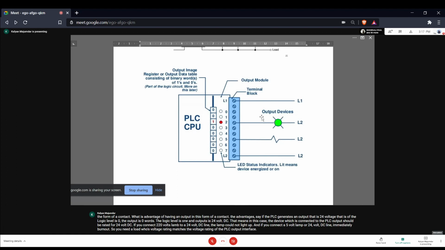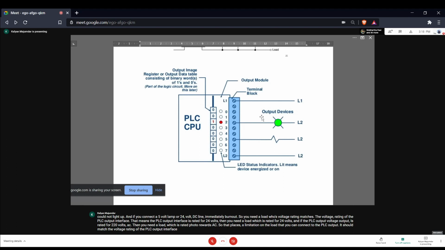So you need a load whose voltage rating matches the voltage rating of the PLC output interface. That means if the PLC output interface is rated for 24 volts, then you need a load which is rated for 24 volts. And if the PLC output voltage is rated for 220 volts AC, then you need a load which is rated for 220 volts AC. So that places a limitation on the load that you can connect to the PLC output. It should match the voltage rating of the PLC output interface.